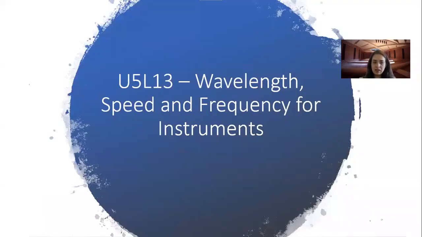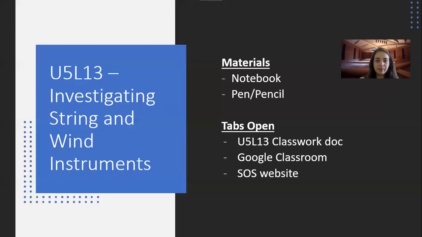Okay, again, this is Unit 5, Lesson 13 for wavelength, speed, and frequency produced by instruments. Today you're going to need your notebook, a pen and pencil, and those 3 tabs that we have opened. All of today's classwork will be done on your Google document. You still need your notebook to take notes of the key points at the end of the lesson.